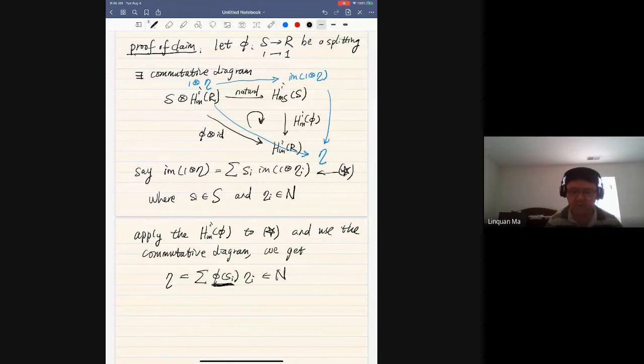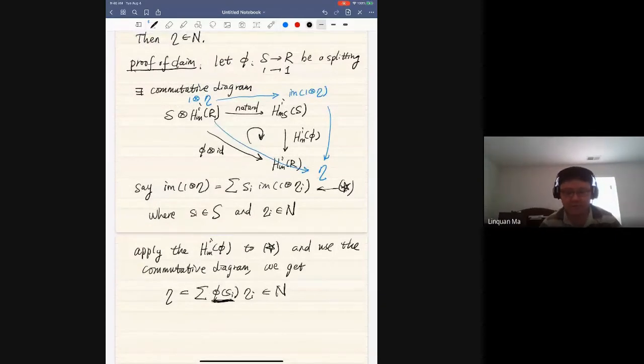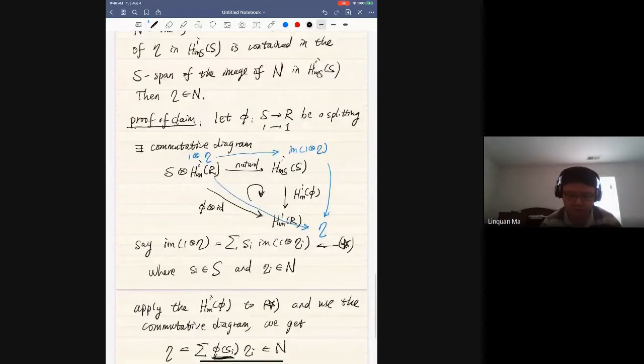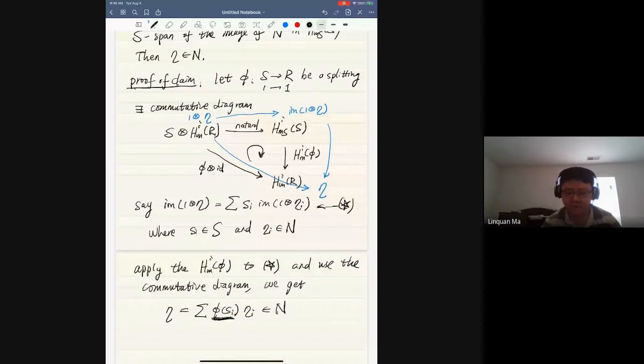So if you think about it, it looks like I'm doing nothing, but if you think a little bit, there's a subtlety behind this, because this diagram commutes. The information I need in this HMIS, actually I can do it inside S tensor HMIR, but after applying splitting, everything is obvious.